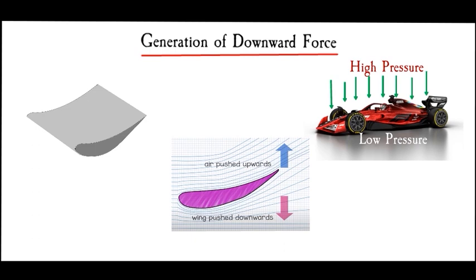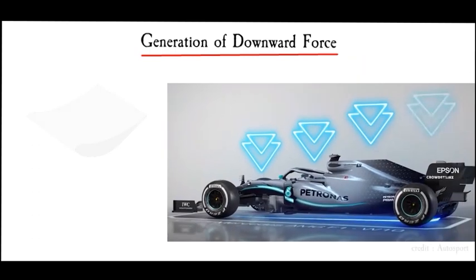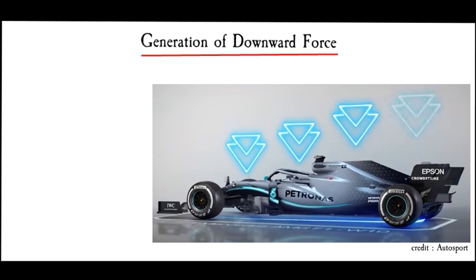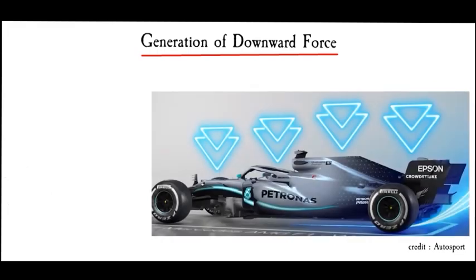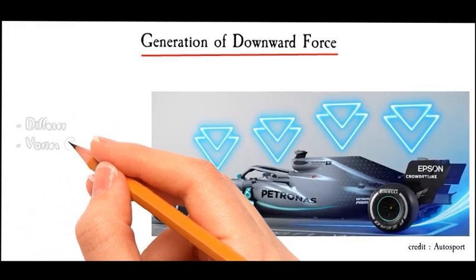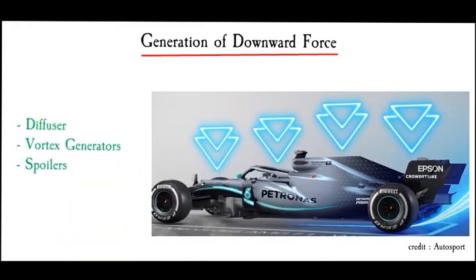Now let's see how the vehicle body itself generates the downward force. Racing cars are designed with low clearance between their underbody and ground. Since we know from the Venturi effect that air moves faster when passing through a smaller cross section, air moves with greater speed below the vehicle, creating a low pressure region and hence producing the downward force. To make this process more efficient, some design features like the diffuser, vortex generators and spoilers are used.